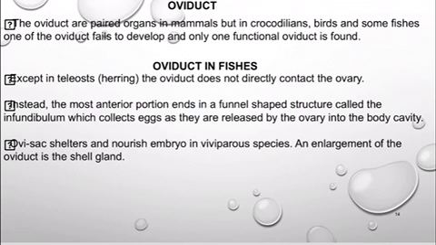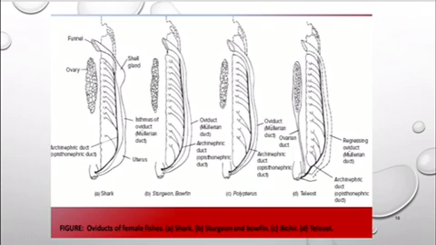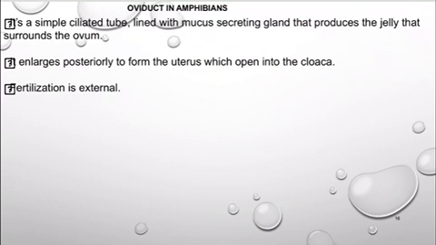You have ovisac shelters, and these nourish the embryo in viviparous species. There is an enlargement of the oviduct to form the shell gland in fishes. Right here is an illustration of the oviduct as seen in fishes. What about the oviduct in amphibians?